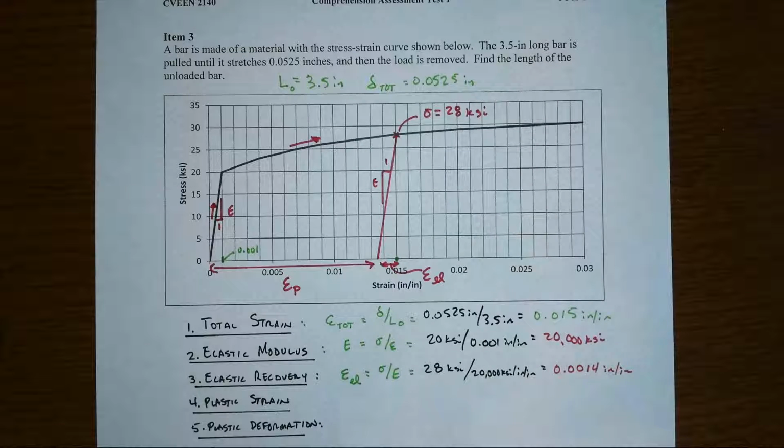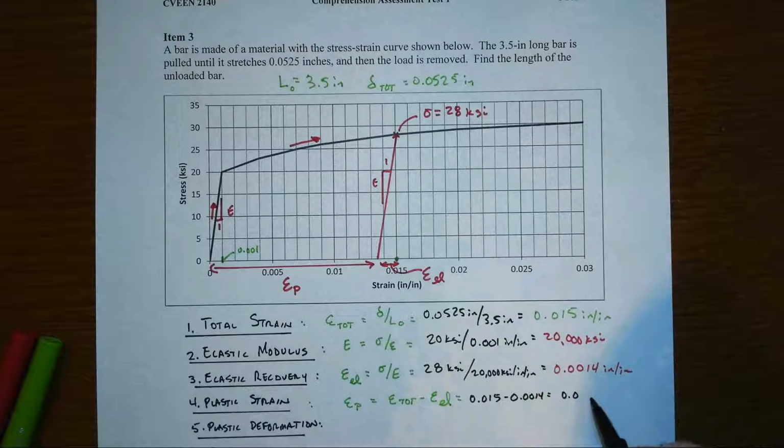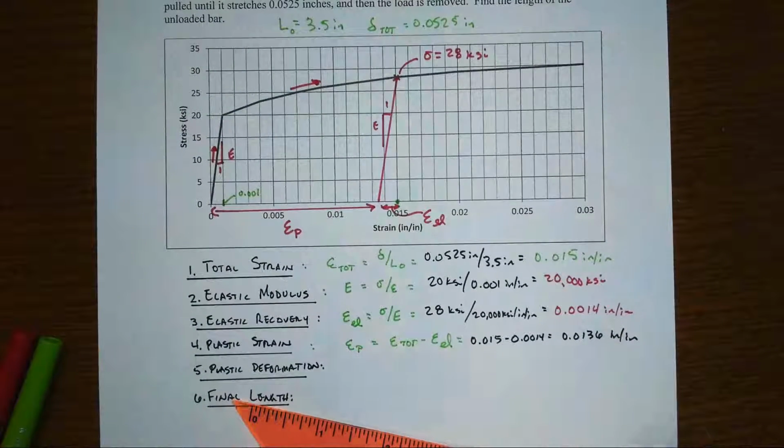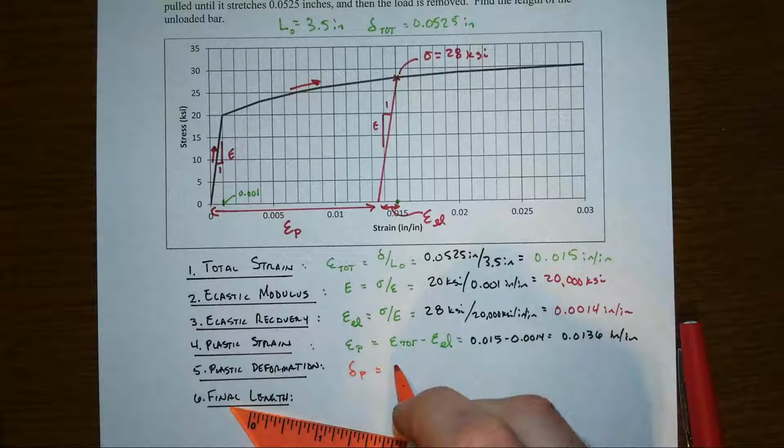Now our plastic strain is going to be equal to our total strain minus the elastic recovery. So that's 0.015 minus 0.0014, and that will be 0.0136 inch per inch. And that means that our plastic deformation can be found directly from our plastic strain. That's just going to be our strain P times L0.